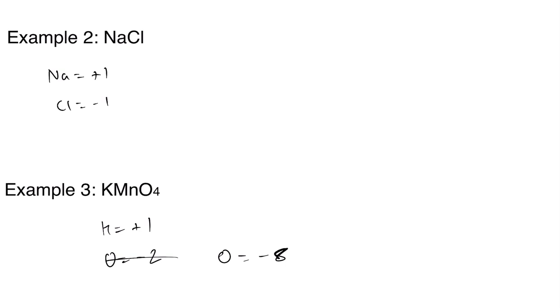And since the compound is neutral, the sum of the oxidation numbers must be 0. So -8 plus 1 is -7. So that means that our manganese would have to be +7. Let's try one last example.